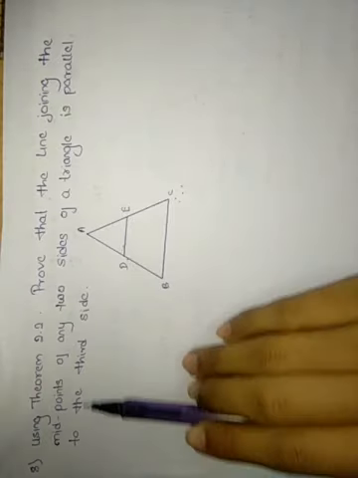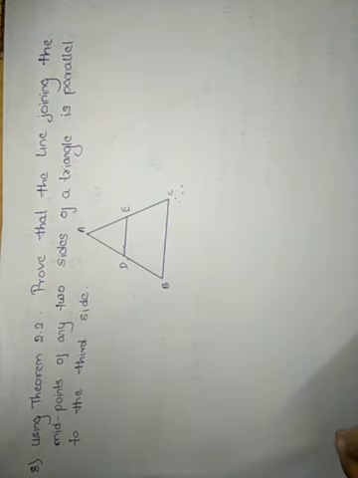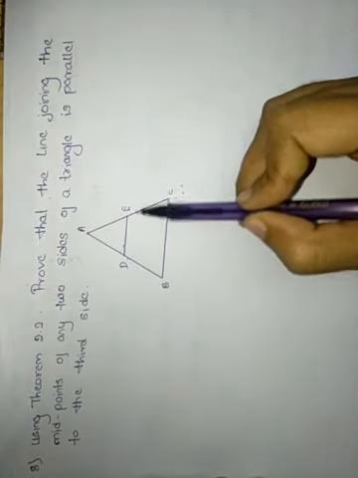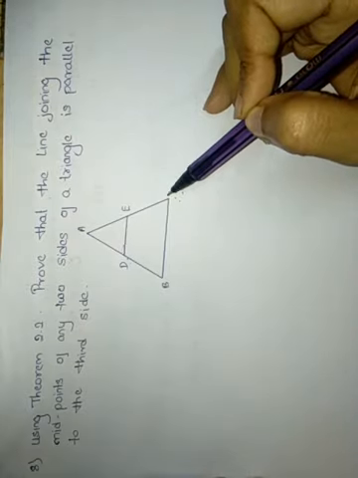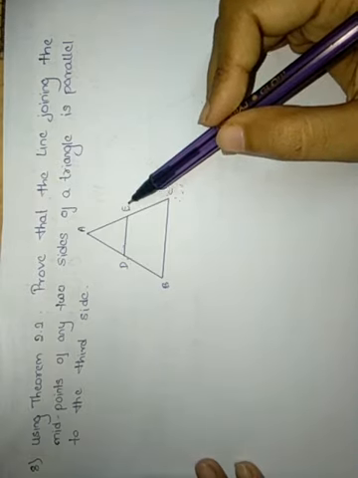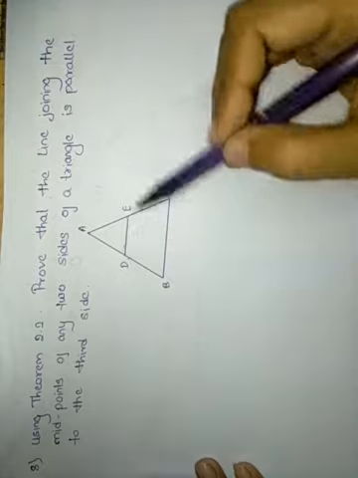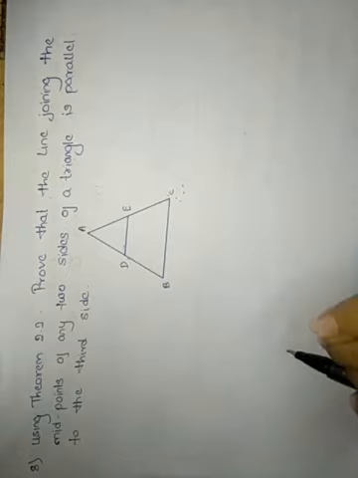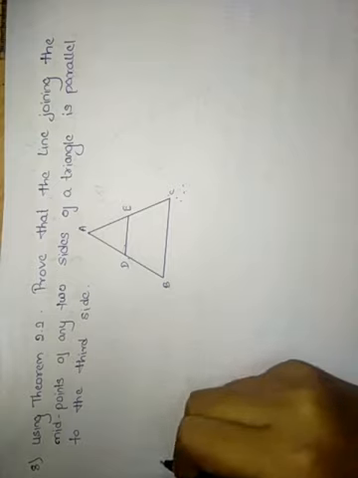Okay, now the eighth problem. Using theorem 2.2, prove that the line joining the midpoints of any two sides of a triangle is parallel to the third side. In the seventh problem, we learned that if DE is parallel to BC, then E is the midpoint of AC. We have proved that. But here we are going to prove that if D and E are the midpoints, then DE will be parallel to BC. We have to prove it by using the converse of the basic proportionality theorem here, right? So let us start the proof.